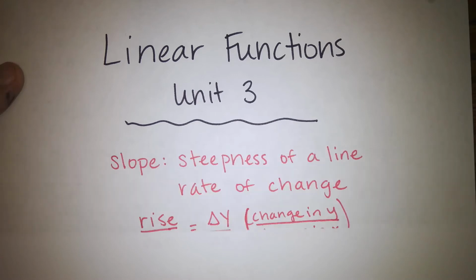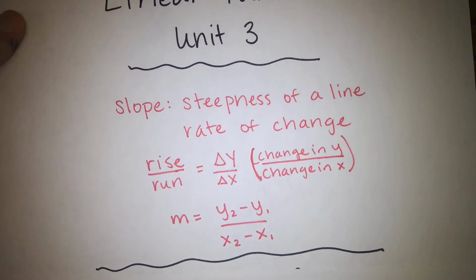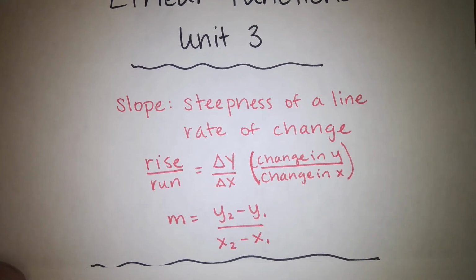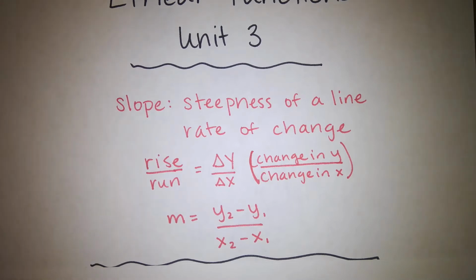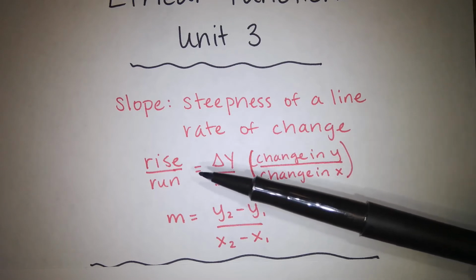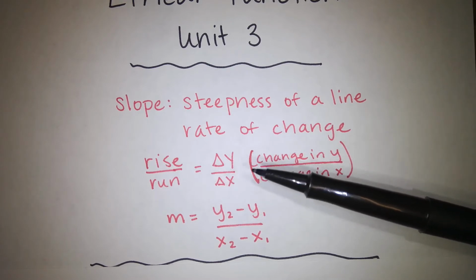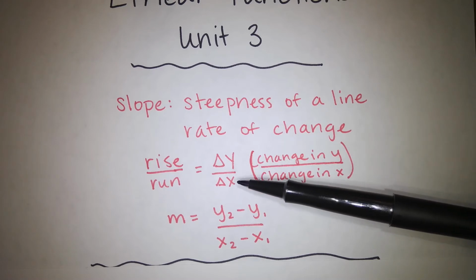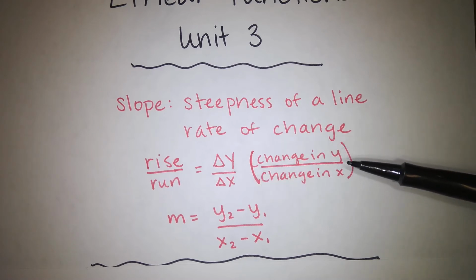So in Unit 3, one of the big things that we talk about is slope, and slope is the steepness of a line. We can also talk about it as the rate of change, or when we're looking for it on a graph, we can talk about it as rise over run, or when we're looking at it on a table, we can say that it is the change in y over our change in x, all right?